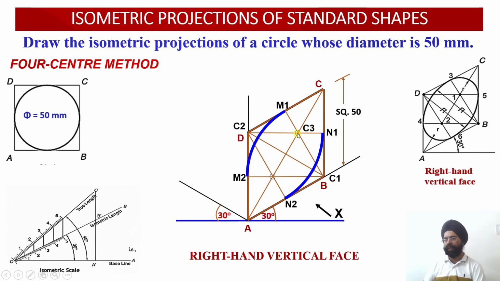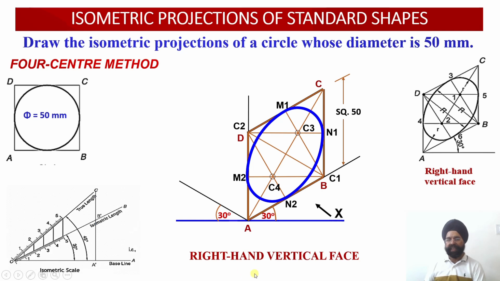Then center 3 is this one. From C3, open the compass equal to C3N1 or C3M1 and draw the third arc. With this as center and this as the radius, C3M1 or C3N1, draw the third arc over here. And this is my fourth center. From this C4 as center, with radius equal to C4M2 or C4N2, draw the fourth arc over there. So this completes the construction of an ellipse. Basically it's not an ellipse, it is the circle which appears like an ellipse in the isometric projection.